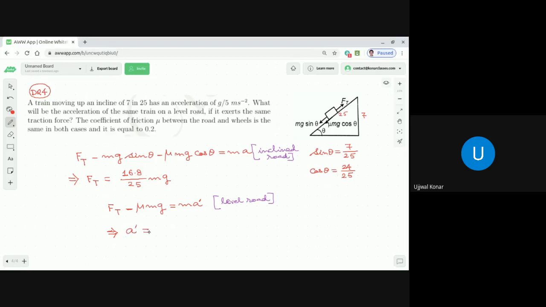You can find it out. Yes, a is given, but I'm talking about the a prime, which is the acceleration of the same train on a level road that we assume as a prime, and the value of a prime you will get if you compute 59 by 125 g. 59 divided by 125 g. Please work on this. So these are the two things we are supposed to find, and if you do not get this value, please let me know. So with this note, can we move forward for the next question?